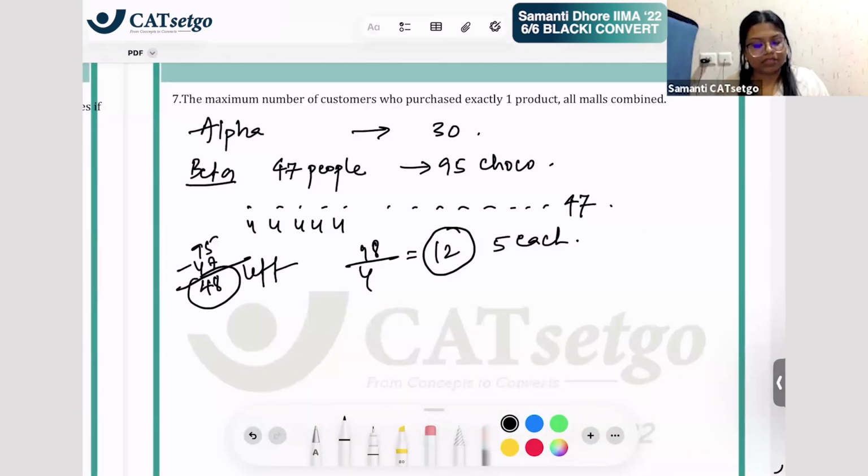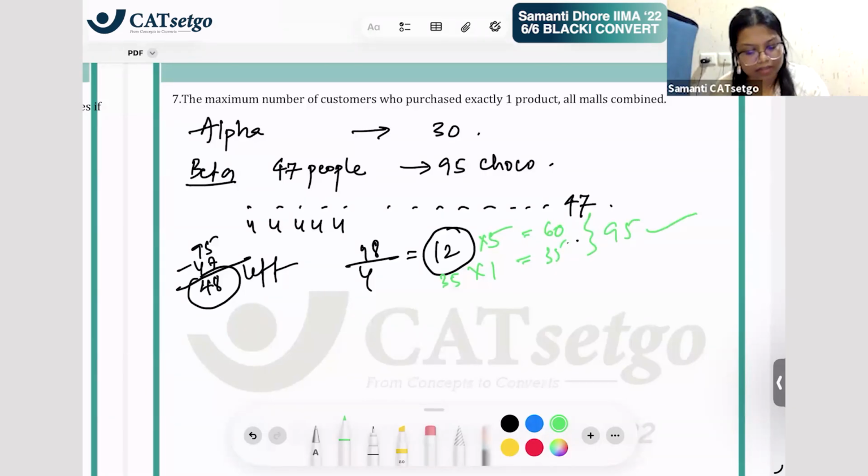people have 5 chocolates each. That makes 60. And my remaining 35, because out of 47, 12 people, so the remaining 35 have 1 chocolate each, that makes 95. Oh, that makes sense then. Okay, 12 people, how's the distribution? 12 people have 5 chocolates each, right? And then the remaining 35 have 1 chocolate each.